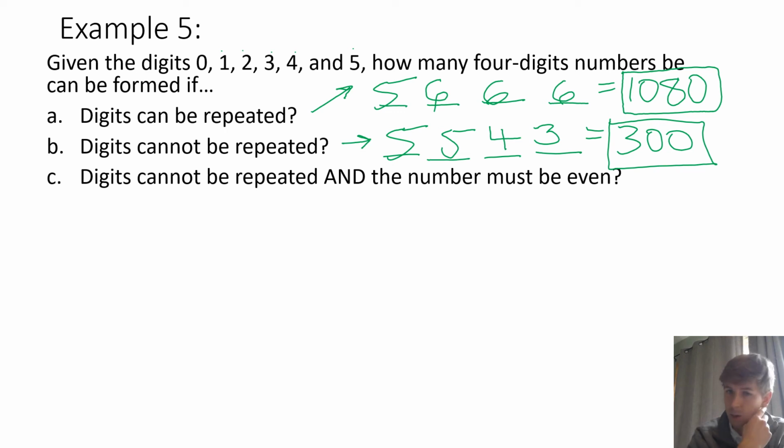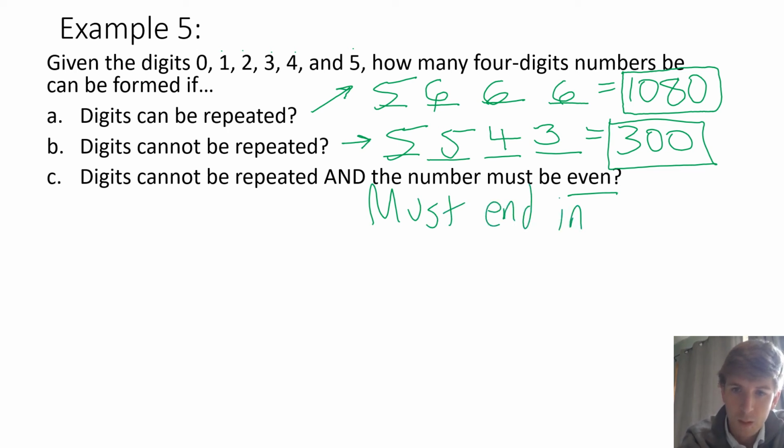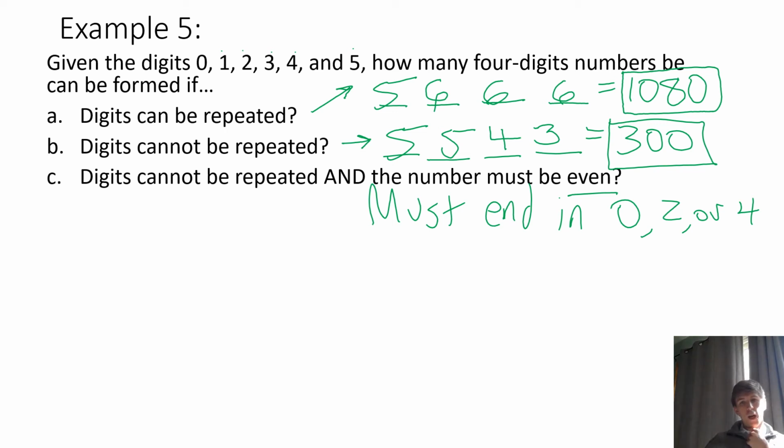All right, so C is going to require a little bit more work. So digits cannot be repeated, and the number must be even. Okay, so for the number to be even, out of our possibilities, it must end in 0, 2, or 4. Okay, so what I'm going to do is treat each of those separately, because those are what we call mutually exclusive outcomes. All right, and then I can just add them all up at the end to get the total number.